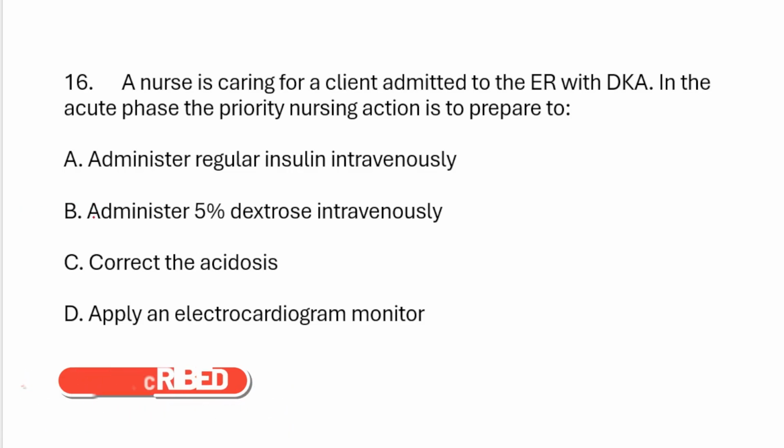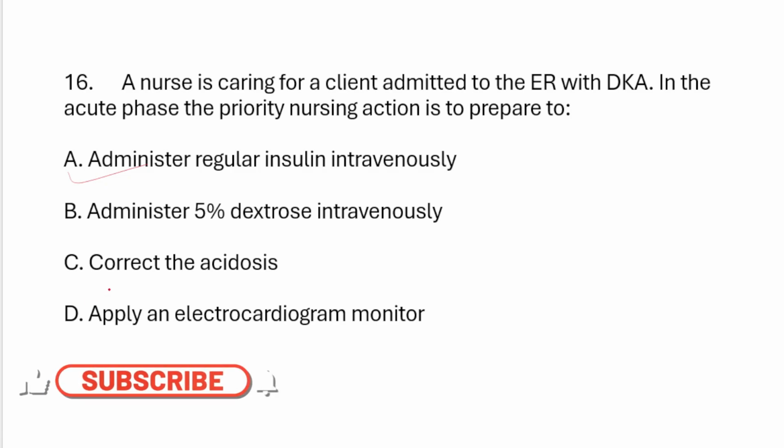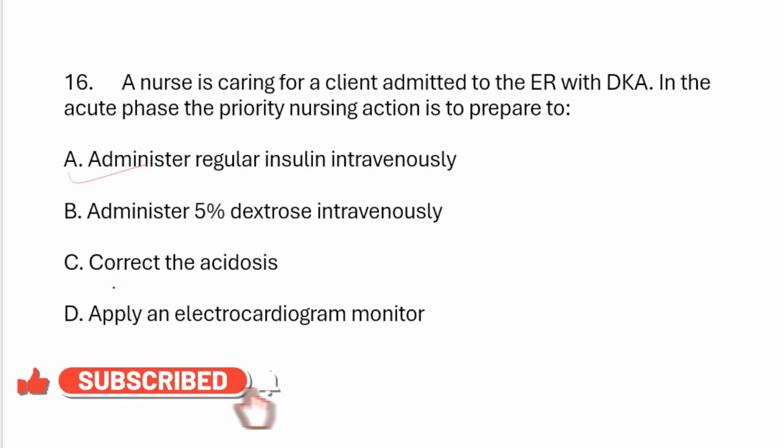Next question. A nurse is caring for a client admitted to the ER with DKA. In the acute phase, the priority nursing action is to prepare to administer regular insulin intravenously. Other options: administer 5% dextrose intravenously, correct the acidosis, apply an electrocardiogram monitor. So only regular insulin we have to administer intravenously. The patient came with DKA and hyperglycemia.